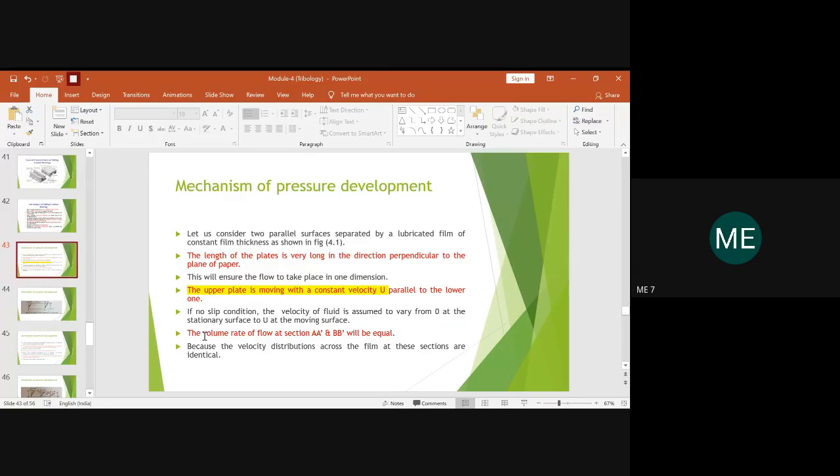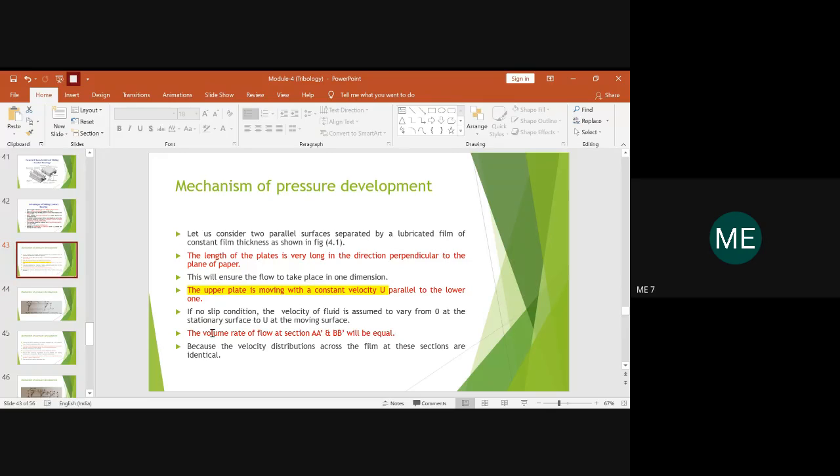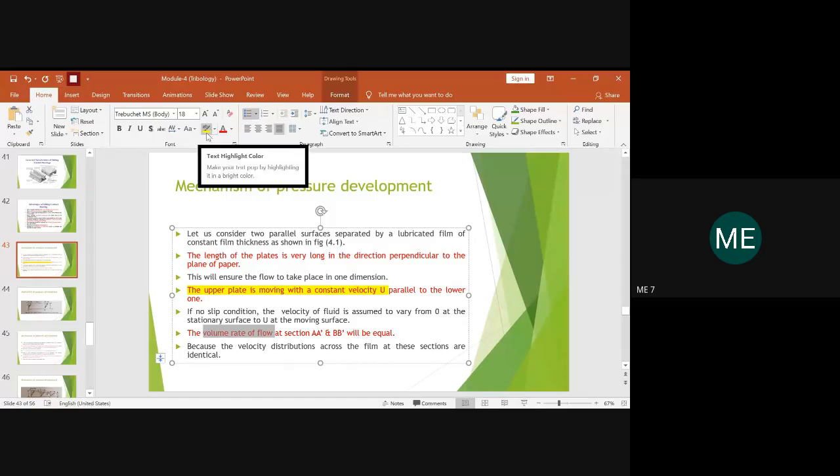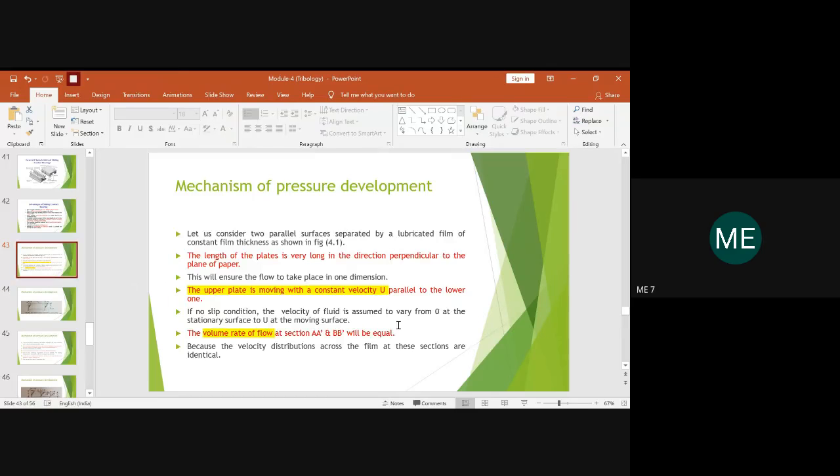Okay, so if you draw two sections, A A dash and B B dash, you can evaluate the volume rate of flow of the fluid or the oil film across these two sections. And it has been assumed that the volume rate of flow across the sections A A dash and B B dash will be the same, or equal. So these are the things you have to remember.